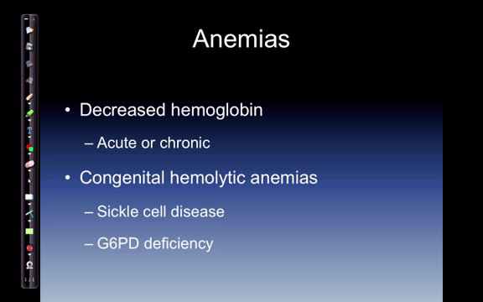Congenital hemolytic anemias, anemia caused by rapid red blood cell destruction or hemolysis. When the condition is active, very quickly you can lose large amounts of red blood cells. Sickle cell disease, a percentage of the normal hemoglobin in the red blood cells is replaced by a different form of hemoglobin, and this is called S hemoglobin.